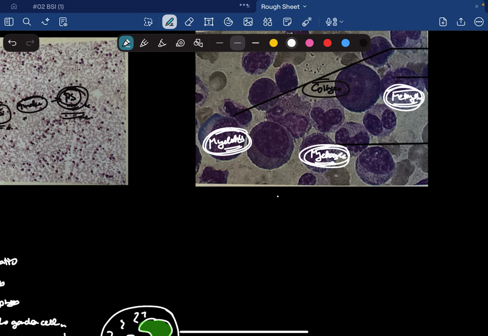What I want you to contrast it with is CLL. In CLL we actually have a convent girl appearance. They all look the same, only out here we have so many different ones. That's why it's called college girl appearance.